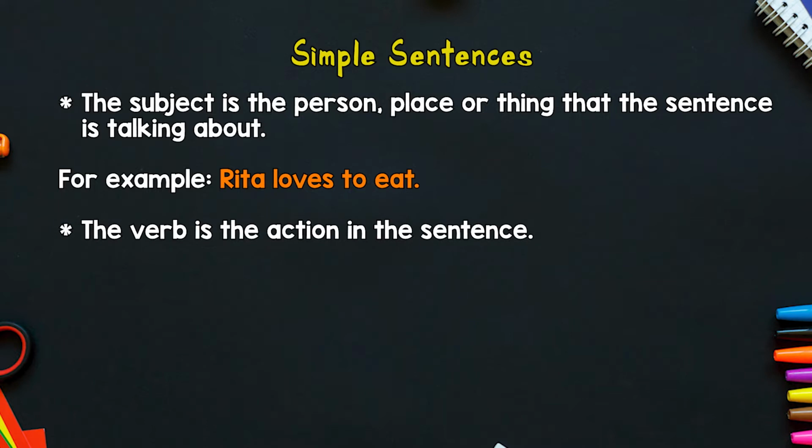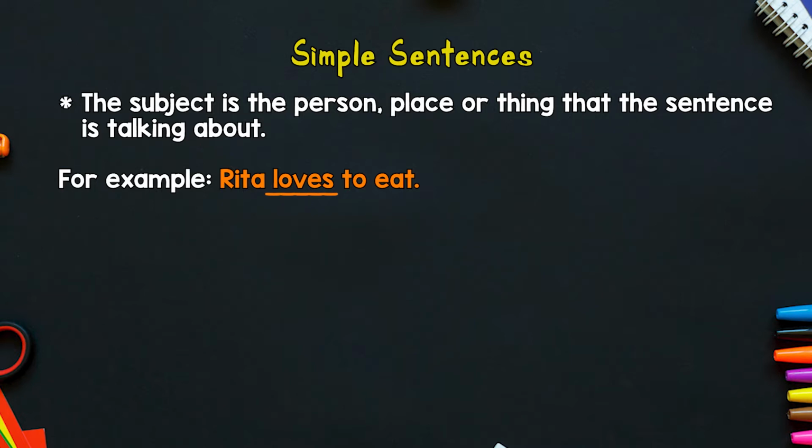Remember, the verb is the action in the sentence. Now, what is the action? She loves, yes, to eat also. Eat there is a verb, but we have Rita loves to eat. So we have the verb, the object, and a modifier, right? She loves to eat, not just Rita eats.